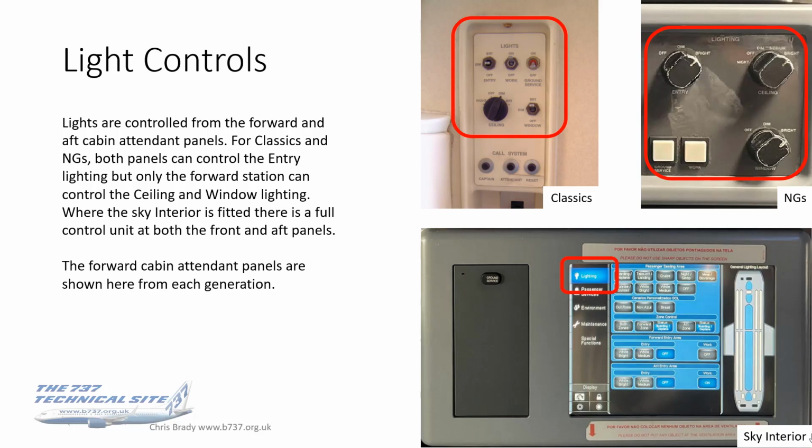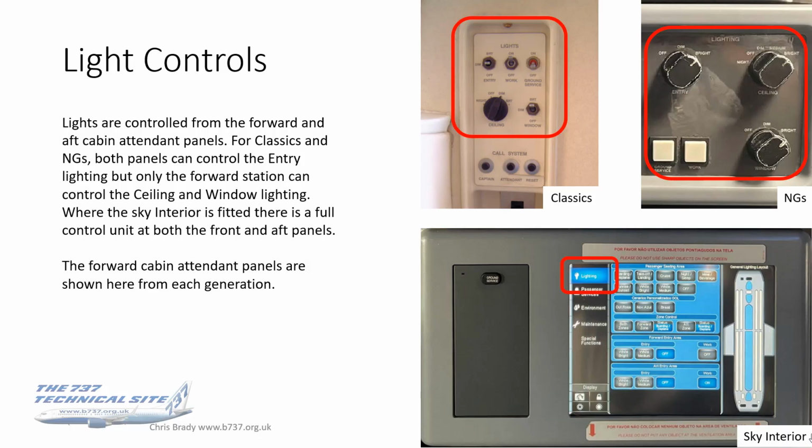So the lights are controlled from both the forward and the aft cabin attendant panels. And the photos here are showing each generation, Classics, NGs, and Sky Interior, which is applicable to both NG and Max. So for Classics and NGs, both panels can control the entry lighting, but only the forward station can control the ceiling and window lighting. But with the Sky Interior, there's a full control unit at both the forward and aft panels, so there's more control for the crew at the aft station.